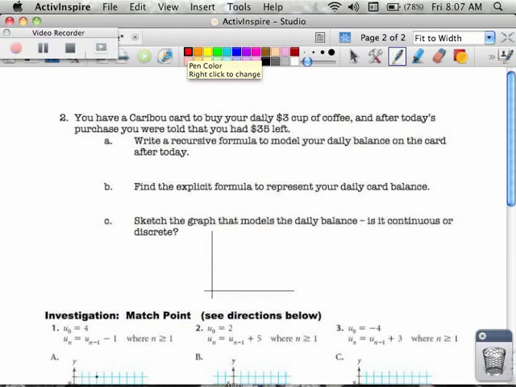Try to be familiar with going back and forth. So you've got a Caribou card, and you buy your daily $3 cup of coffee, and after today's purchase, you were told that you had $35 left. Let's write a recursive formula to model our daily balance after today. That means that right now, I'm starting with a balance of 35.